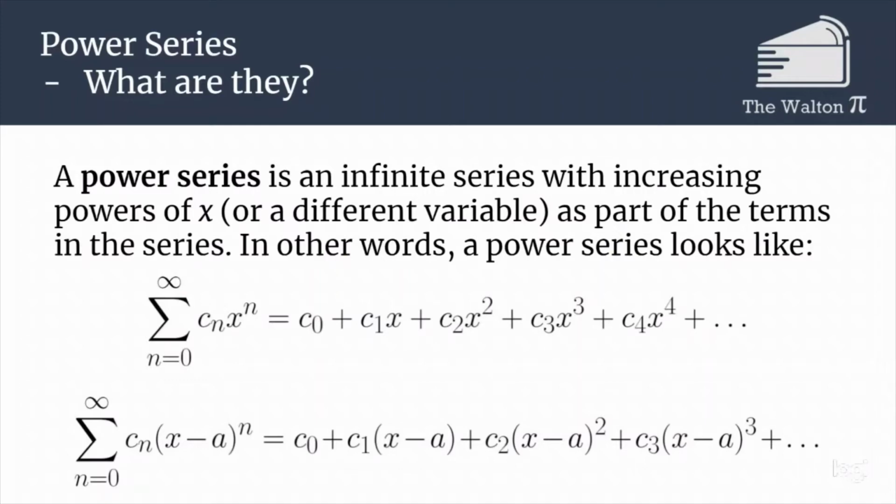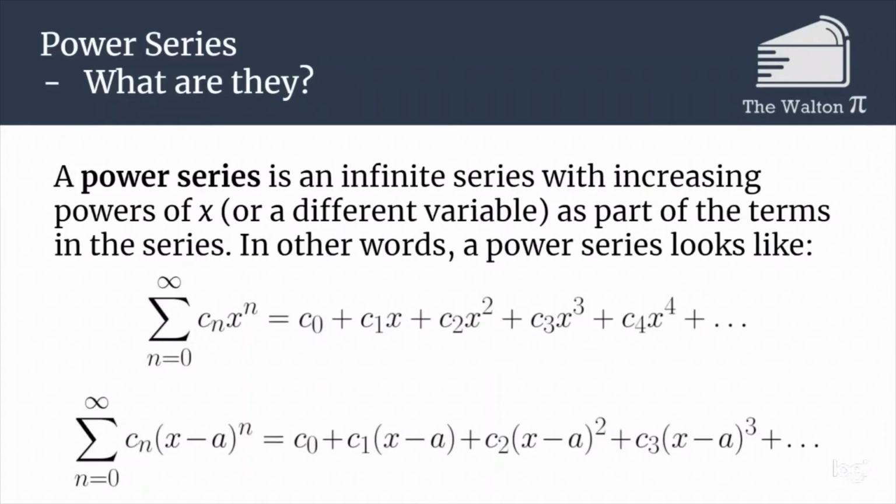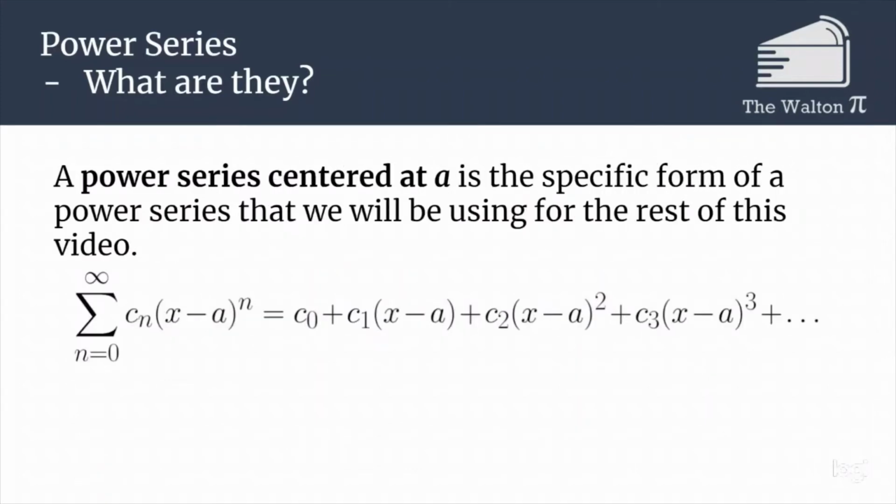Another general form might be where we have c sub n times (x minus a) to the n, and this is what's called the power series centered at a. So this is going to be the specific form of a power series that we're going to be using throughout the rest of this video, because it is the most generalized form. If we look at just c sub n x to the n, that's just x minus 0. So when we are talking about a power series, I'm going to be referring to the sum from n equals 0 to infinity of some c sub n times (x minus a) all raised to the n.